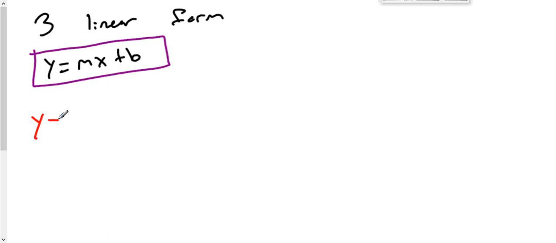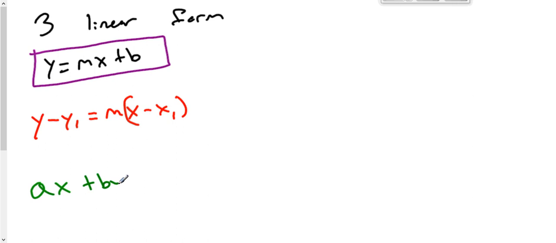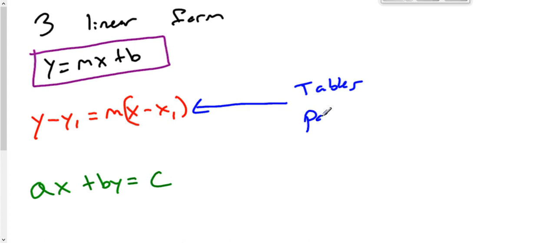Point-slope form, which will be the form that we use to get our equation at least initially built. And then standard form, which we're going to pretty much basically avoid at this time because it is not important. So we're going to be looking at this form right here. It is the best for tables and points.